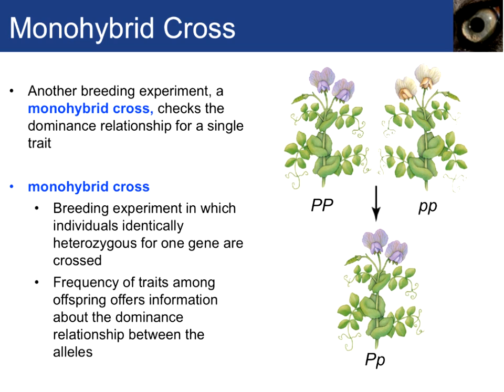A monohybrid cross is a breeding experiment in which 2 individuals that are heterozygous for one gene are crossed. The frequency of traits among the offspring offers information about the dominance relationship between the alleles. So in this experiment, a plant that breeds true for purple flowers, which is a homozygous dominant plant, and a plant that breeds true for white flowers are crossed to get all heterozygote offspring.